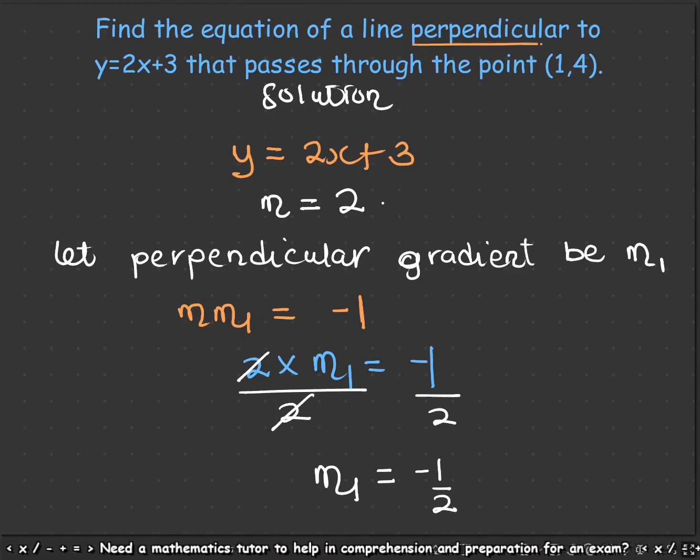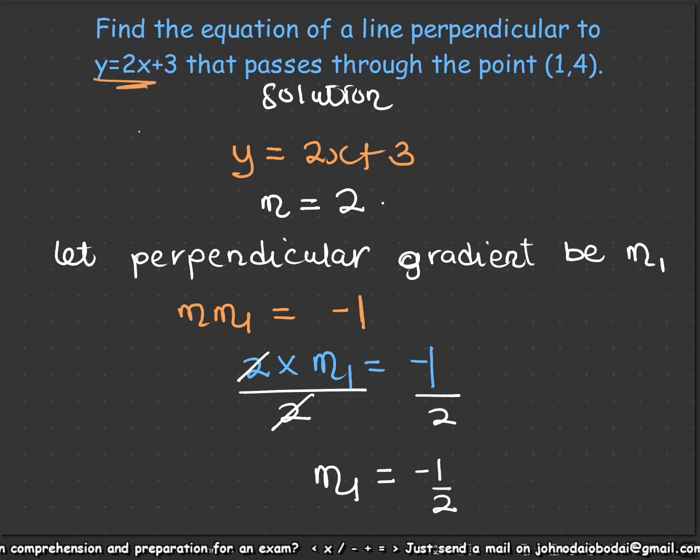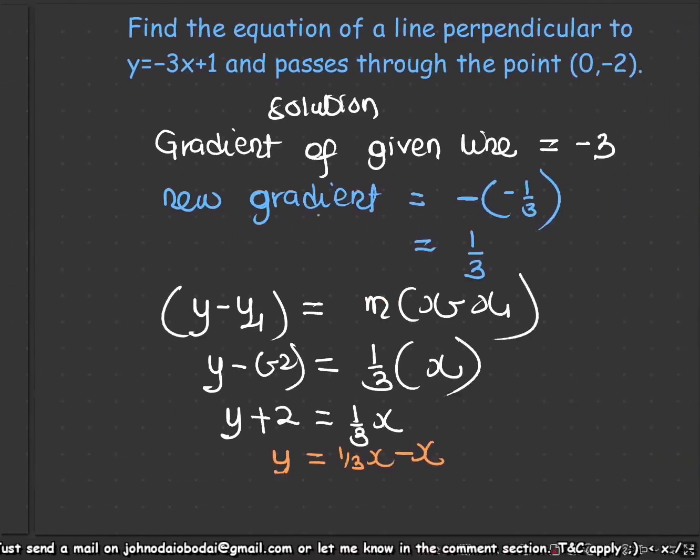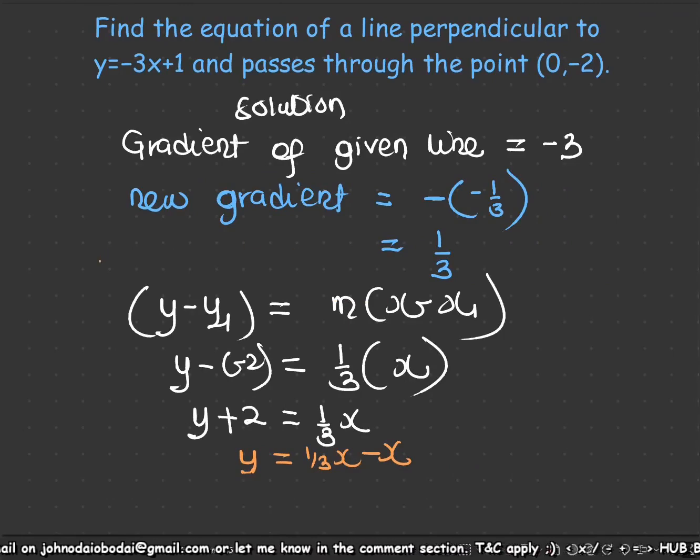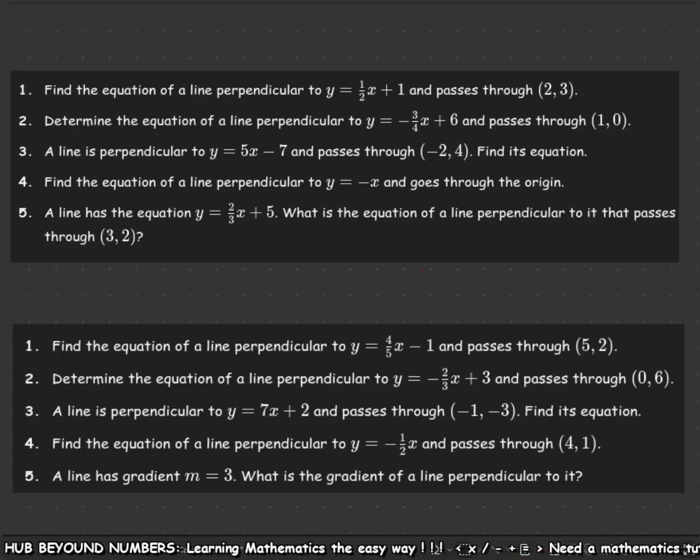So if you have an equation of a line, and you have a point which is on another line that is perpendicular to this one, all you do is find the gradient of the other line. Then you use this point you've been given to solve, just as we've done in here. And the same applies to this question over here. As usual, I'll leave some exercises for you to try on your own. So here you have the two sets of questions you can try your hands on.